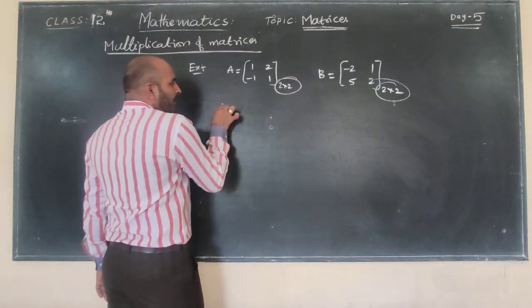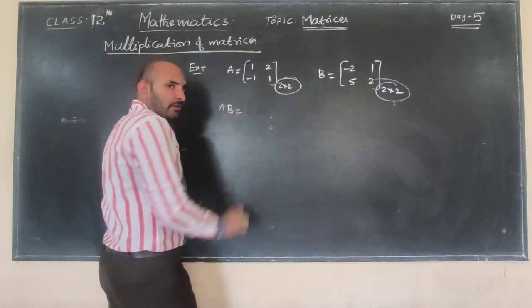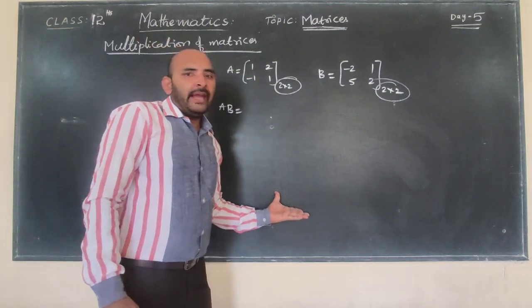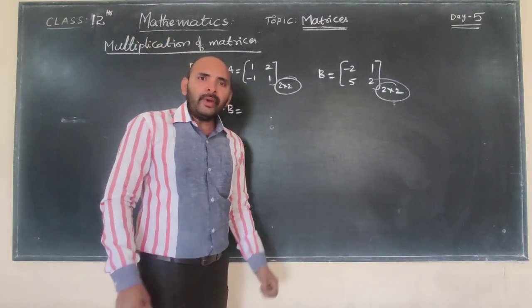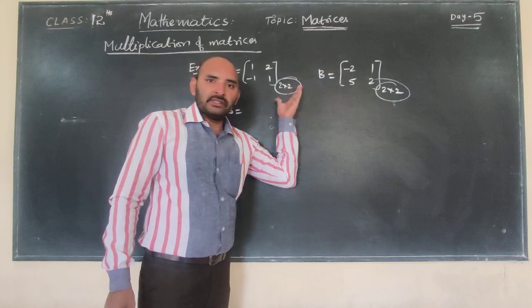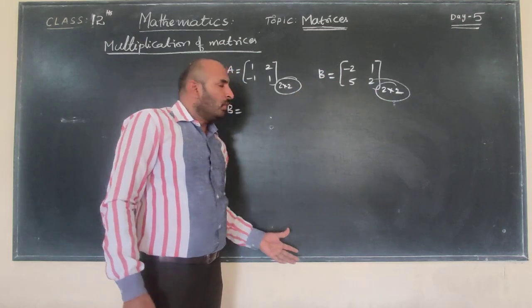So the product AB automatically gives a 2 by 2 matrix, because of the same orders. It is also a 2 by 2 matrix.